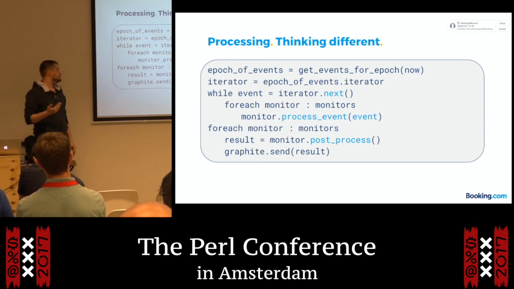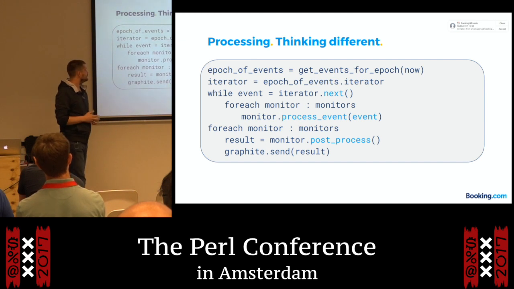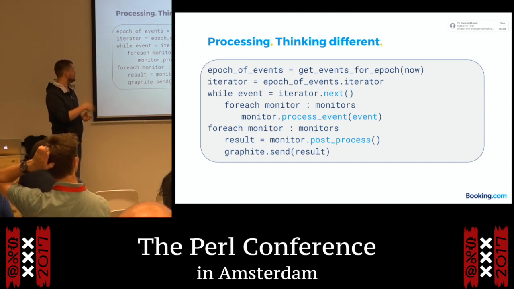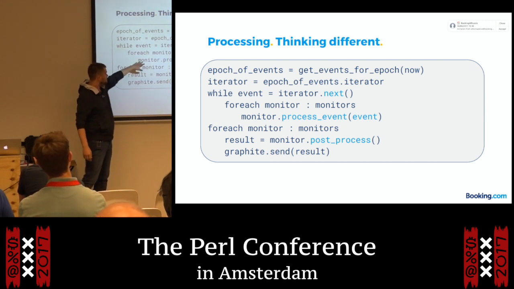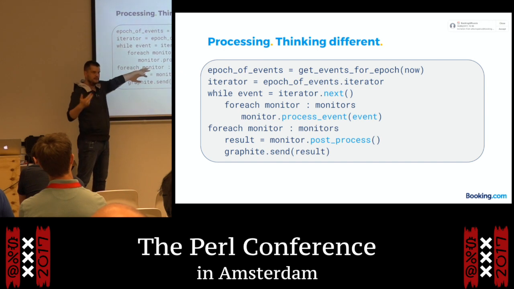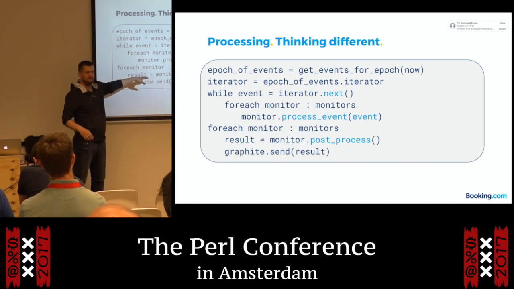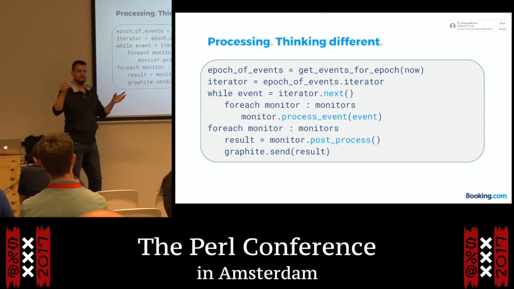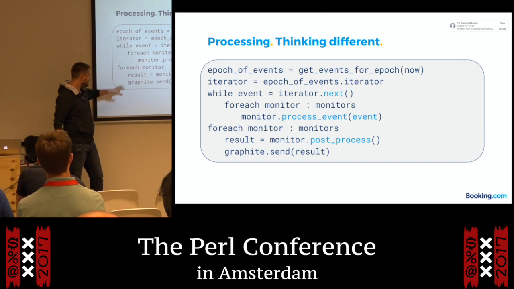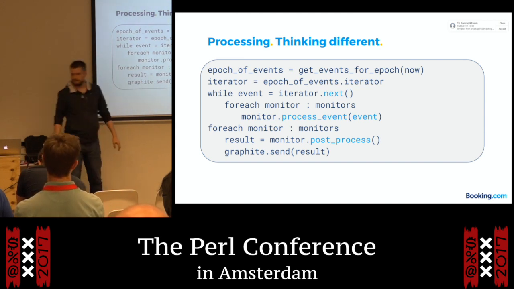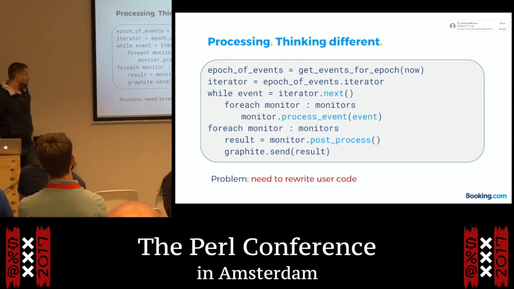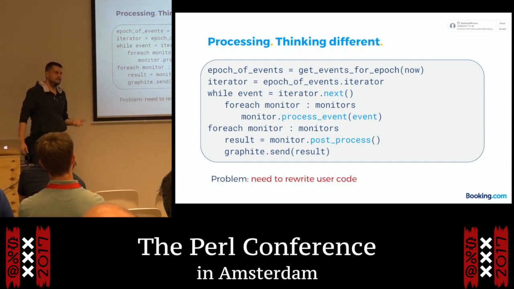In this case, the system would work like this. We first fetch a second of events, then we iterate over all the events, feeding the events one by one to the monitor. This will be a processing step, and then in the end, there needs to be a post-process. For example, you accumulated data for computing percentiles, and then you want to compute the percentiles, right? Then you do post-processing, get the result, and send it to Graphite.